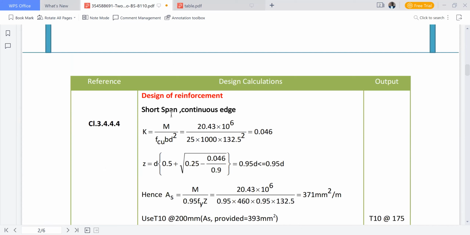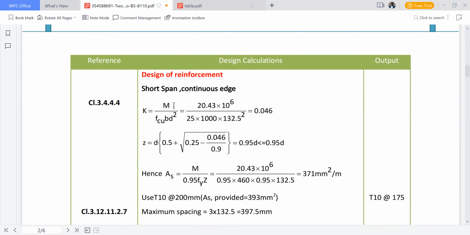Now for shorter span, each place you consider its bending moment. For shorter span, continuous edge, we say K is equivalent to moment divided by FCU BD square. We substitute, remember this 10 power 6 is to convert the unit from kilonewton meter to Newton millimeter. You get that. Then we compute the arm, which is Z, by using the formula as we explained in the other tutorial. The value you get should be not more than 0.95 D. If you compute and get more than 0.95 D, assume Z is equivalent to 0.95 D.